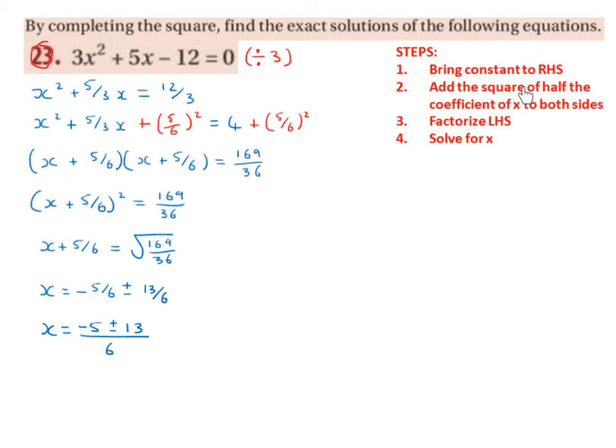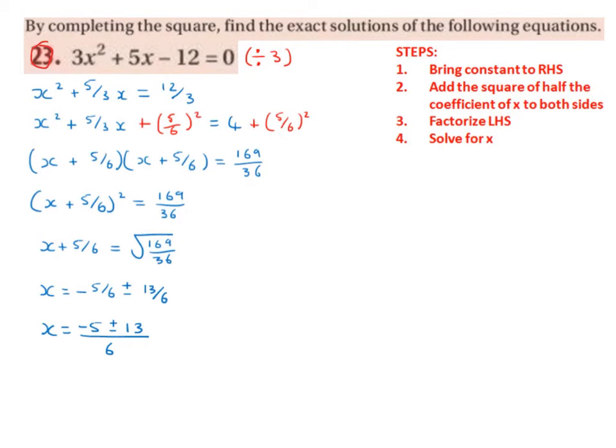Next, we're going to add the square of half the coefficient of x to both sides. Well, the coefficient of x is now 5 over 3. And 5 over 3 divided by 2 is going to be 5 over 6. So we add 5 over 6 squared to both sides.